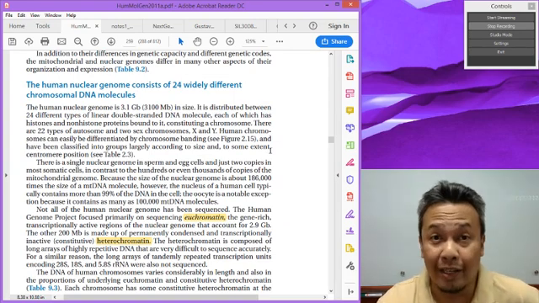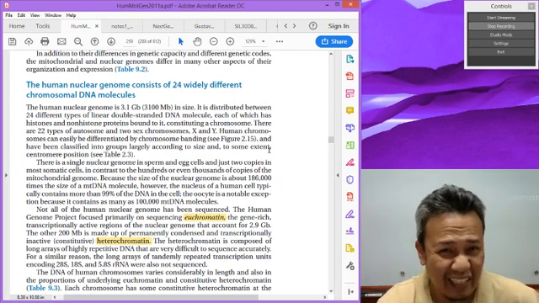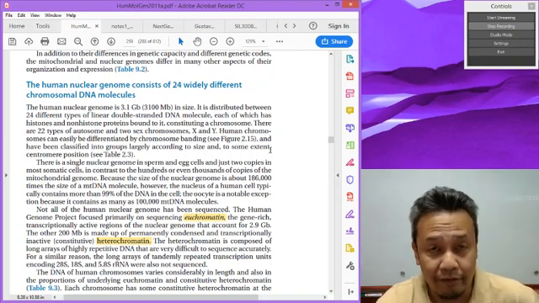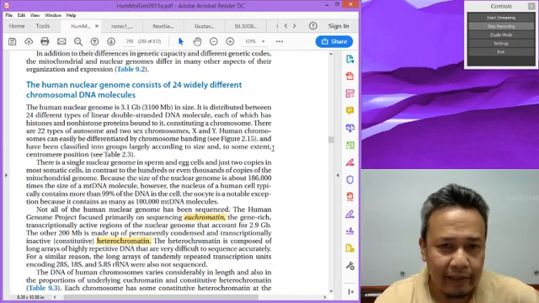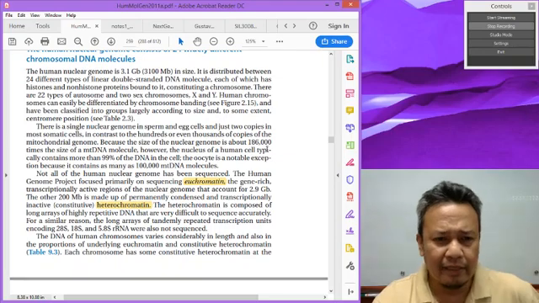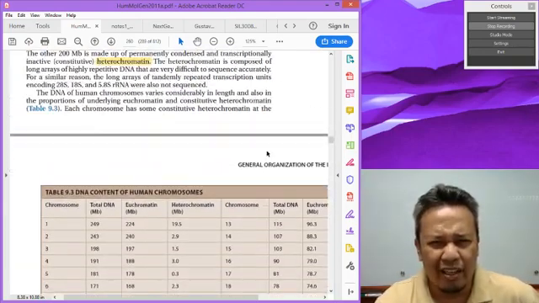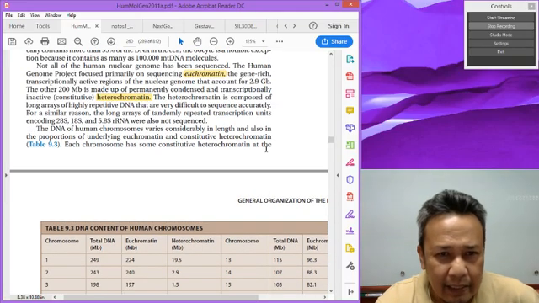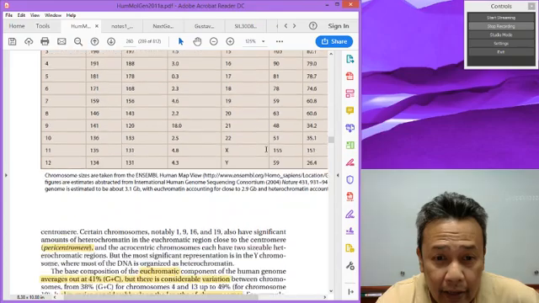It's 3.1 gigabases. That's a haploid genome. There are 24 different chromosomes, all right, not for all genders. Think about it. I mentioned this in class. Then it talks about euchromatin and heterochromatin. And of course, if you remember heterochromatin, you've got the constitutive as well as facultative. It explains later somewhere in here.